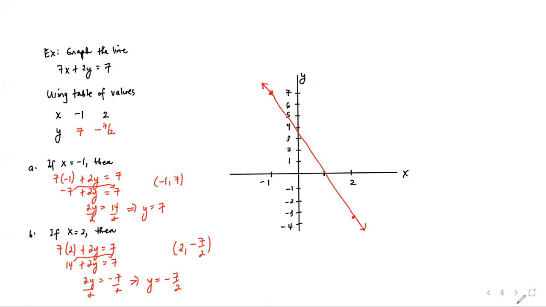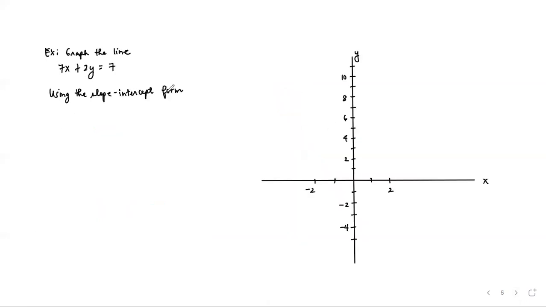So now for our third option, we can actually make use of the slope-intercept form. Since the equation of the line here is in the general form, we can write this first in the slope-intercept form. To do so, we will transpose 7x to the right side. So we get 2y is equal to -7x plus 7. And then we divide both sides by 2 to solve for y. So we get y is equal to -7 over 2 times x plus 7 over 2.